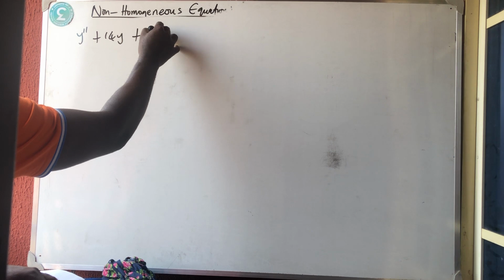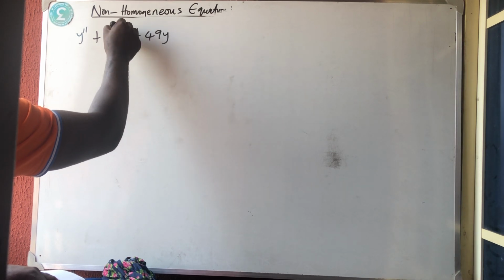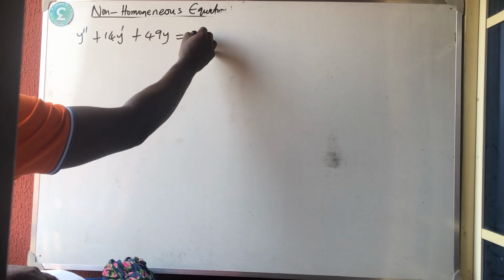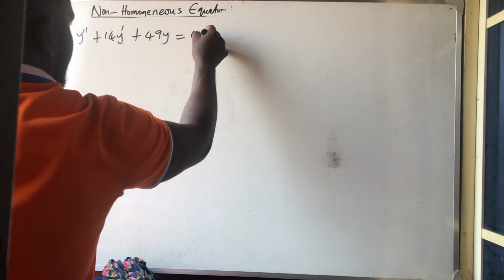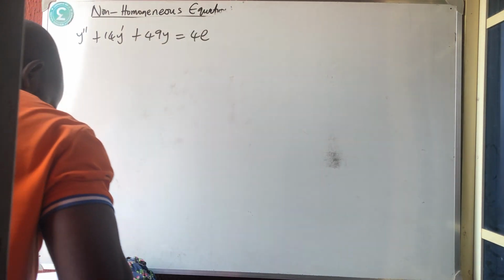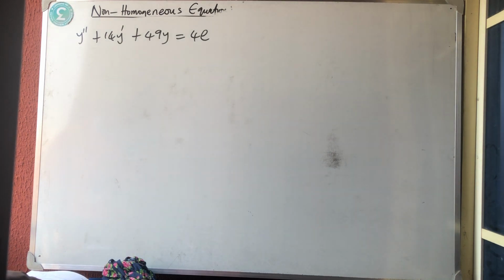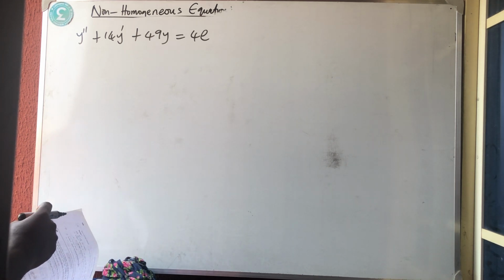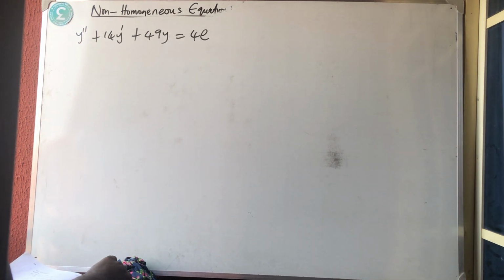The next one is when we have, watch me now. This one says y double prime plus 14y prime plus 49y is equal to 4 e raised to power... I want to get the one that can give us 0.